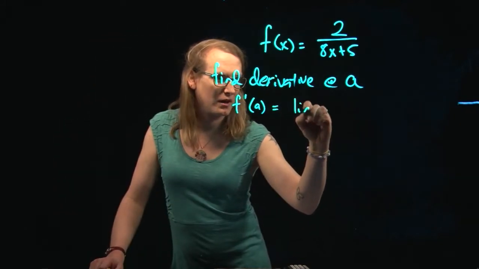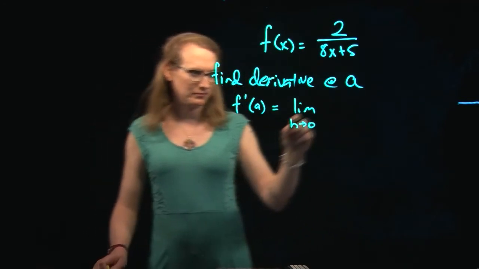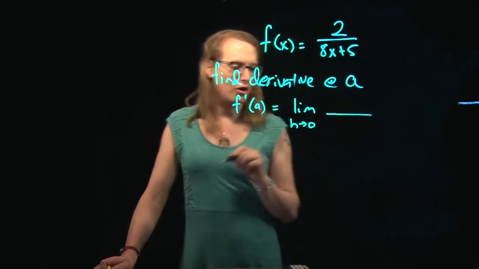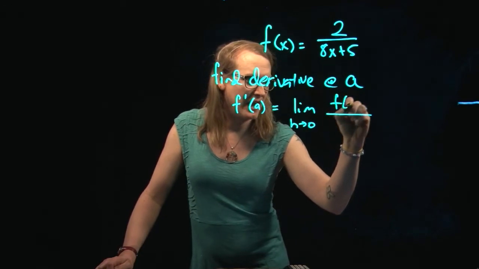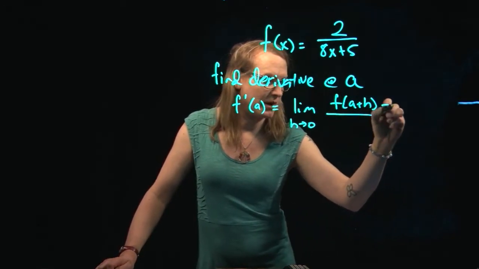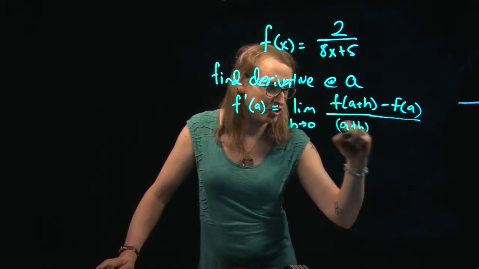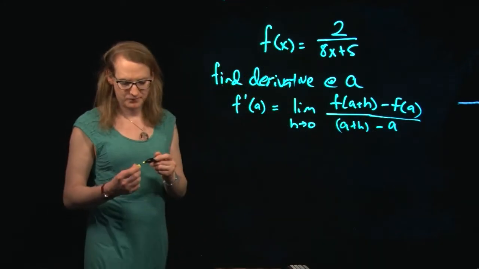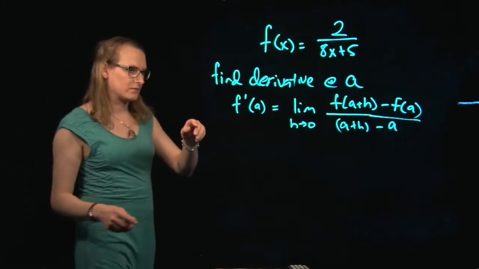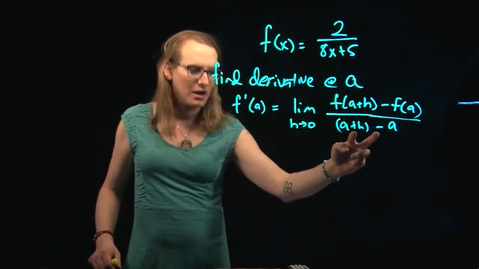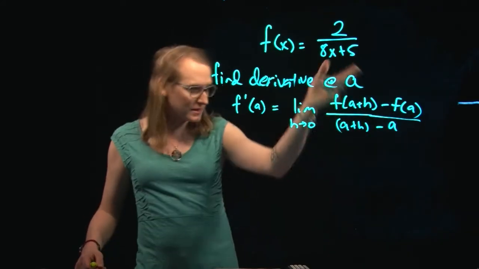The limit as h approaches 0 of a ratio of two things. We call this the difference quotient. So f at A plus h minus f at A, divided by A plus h minus A. I wrote it in this form so that you can see that it really is like delta f over delta x.